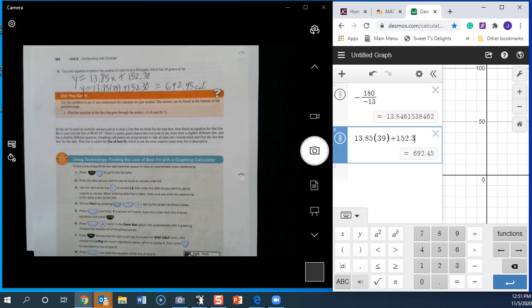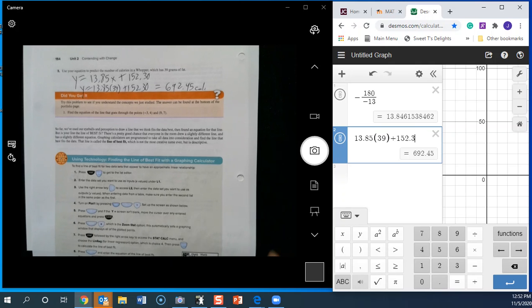Now it says, so far we've used our eyeballs and perception to draw a line that we think fits the data best. Then found an equation for that line. But is your line the line of best fit? There's a pretty good chance that everyone in the room drew a slightly different line and has a slightly different equation. Graphing calculators are programmed to take all data into consideration and find the line that best fits the data. That line is called the line of best fit, which is not the most creative name ever, but is descriptive.